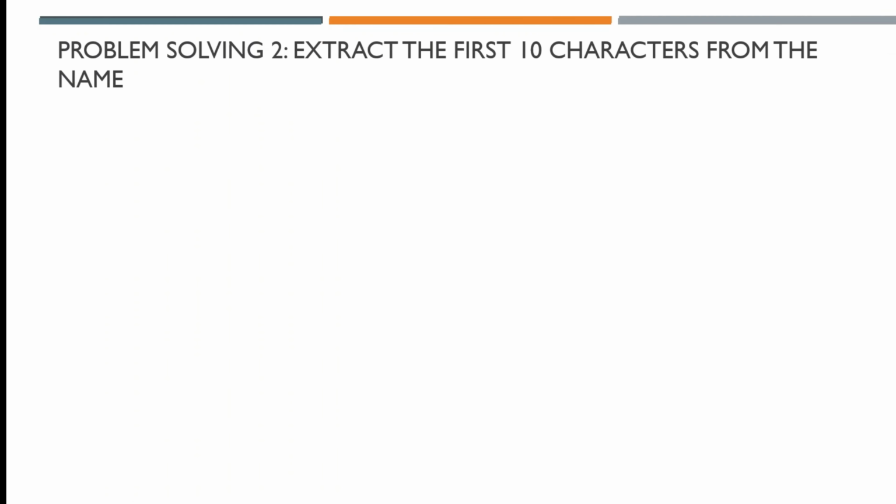Problem solving number 2: we are extracting the first 10 characters from the name because we're trying to get a short name. Because those names are too long, it's very hard for us to read them. So you may want to extract a little part of those names, which is the short names. So we can extract the first 10 characters from the names.